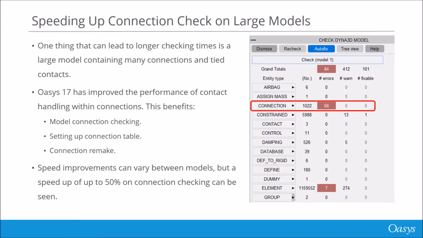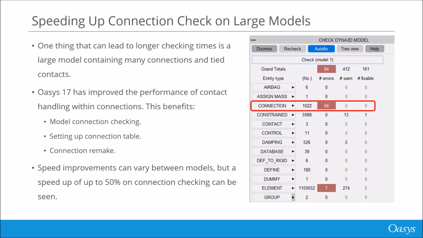Picking up on the first point on that previous slide, one thing we have done in version 17 is to improve the time it takes to check connections within your model. One thing that can lead to longer checking times is a large model containing many connections attached via tied contacts. You have to check that those tied contacts do indeed tie and there's not some problems with constraint clashes or maybe the items being too far away from the panel. So Oasys 17 has improved the performance of contact check handling within those connections.